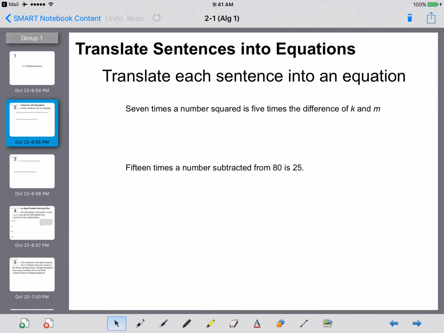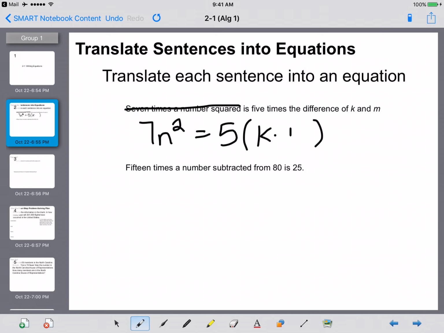So starting off, you're just translating each sentence into an equation. So 7 times a number squared is 5 times the difference of k and m. So 7 times a number squared is 5 times the difference, so it's 5 times whatever k minus m is.